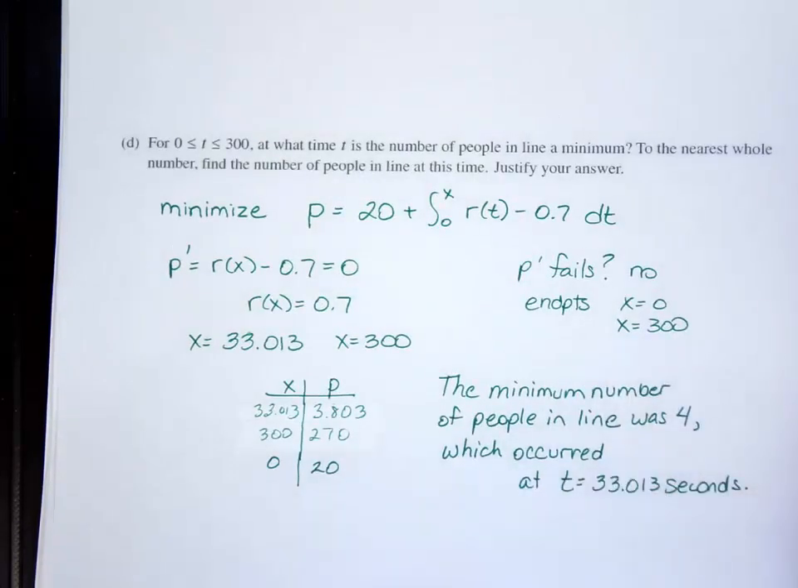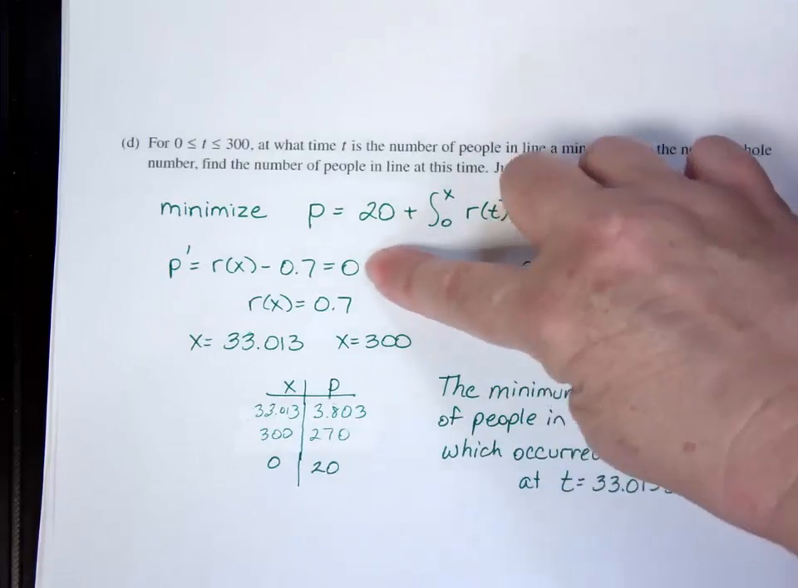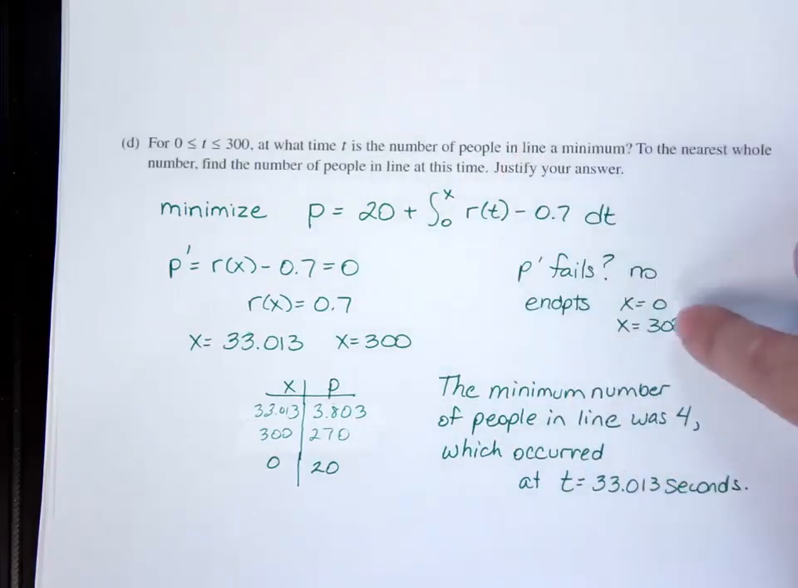Now the work here is your justification, because I found my critical points. Specifically, I found where p prime equals 0 and went from there.